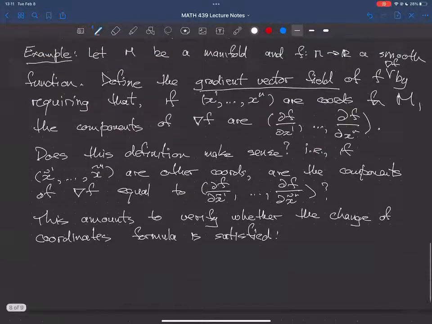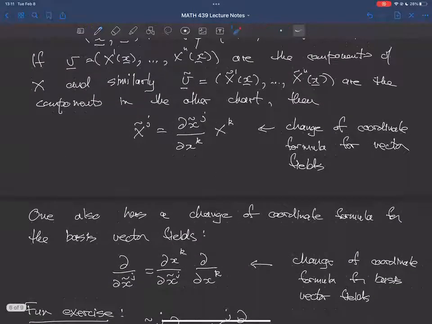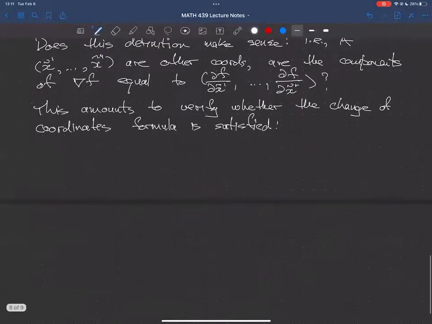Okay, so what does that mean? So that just means exactly this, except x here is replaced by the partial derivatives of f with respect to the coordinate functions. And so that means that I should verify whether this is true. df by dx tilde j.